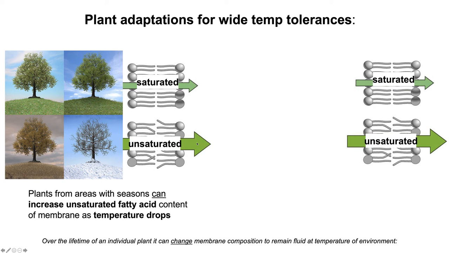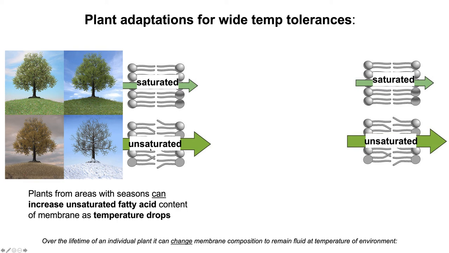Remember, as temperatures cool, membranes tend to stiffen and get harder. It's almost like they're being frozen down, even though they're not frozen. They're just getting harder and solidifying. So it's important for them to be more permeable and have more of these unsaturated tails in colder temperatures. And what we found is that over the lifetime of an individual plant, some of these plants that have evolved in seasonal habitats can actually change their membrane composition over time so that those membranes remain fluid at whatever temperature it is in their environment.